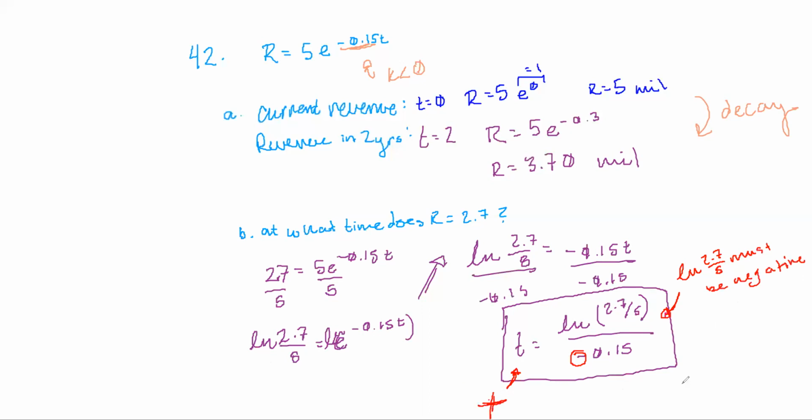Using my rules of logs, I can show that it is, because 2.7 divided by 5 is less than 1. I know that because 2.5 is about half of 5, so this is less than 1. And ln of 1 is equal to 0. The ln of a number greater than 1 is positive, and the natural log of a number that is less than 1 is negative. So this is a negative number, divided by a negative, t is going to be positive, so this answer makes sense.